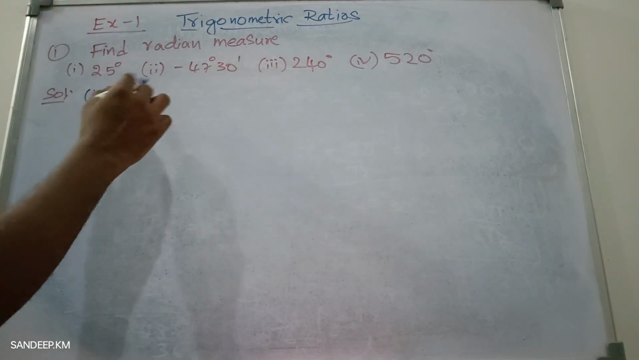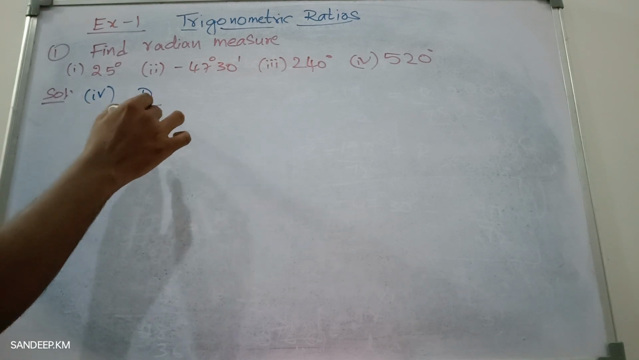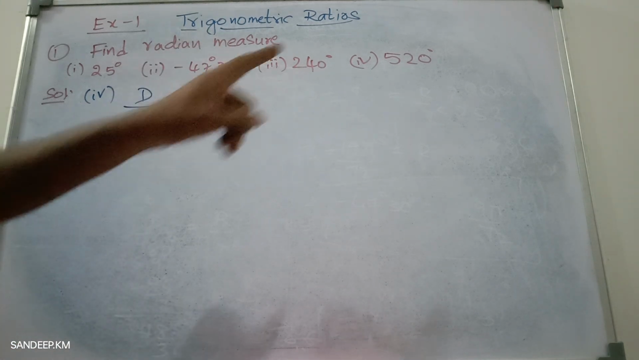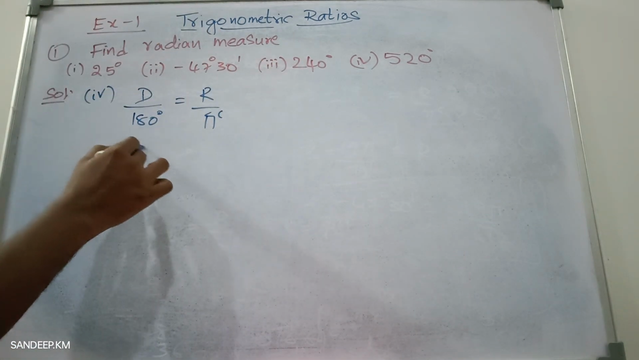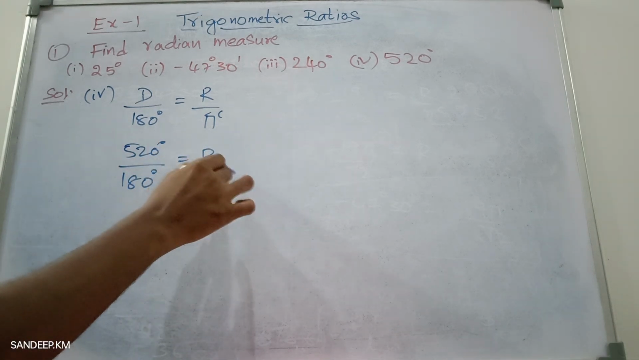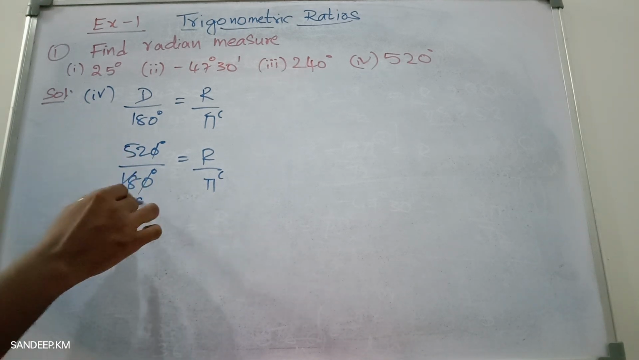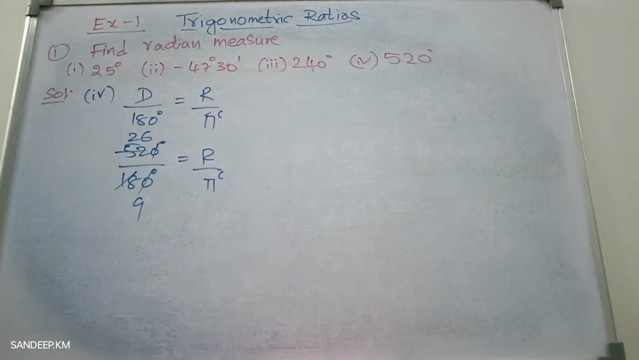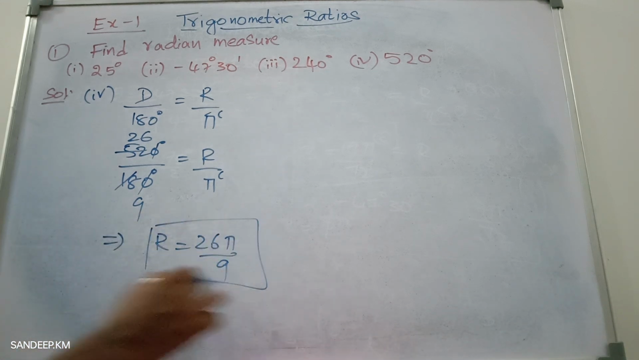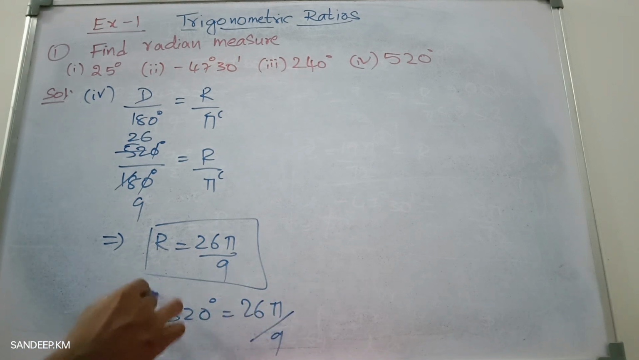So fourth one, in degree measure, degree by 180 degrees is equal to radian by pi radians. So we have to convert 520 degrees into radians. So take degree as 520 degrees by 180 degrees is equal to R by pi radians. 0 and 0 will get cancelled. Both are divisible by 2. 2 9s are 18, 2 13s are 26. Now cross multiply. So you will get R is equal to 26 pi by 9 radians. So therefore 520 degrees is equal to 26 pi by 9 radians.